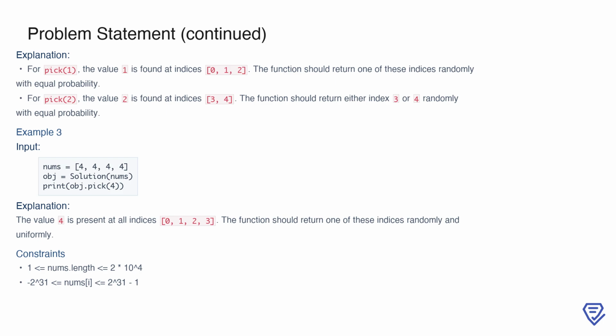Now, let's discuss the constraints you need to keep in mind. The array nums can have a length of up to 20,000 elements, and the values in the array can range from -2^31 to 2^31. These constraints require your solution to be efficient, as it needs to handle large input sizes effectively while maintaining uniform randomness.